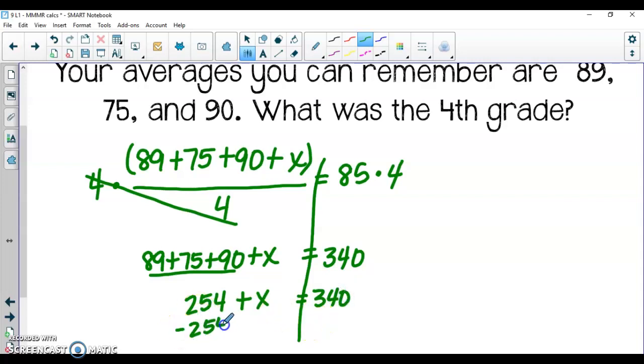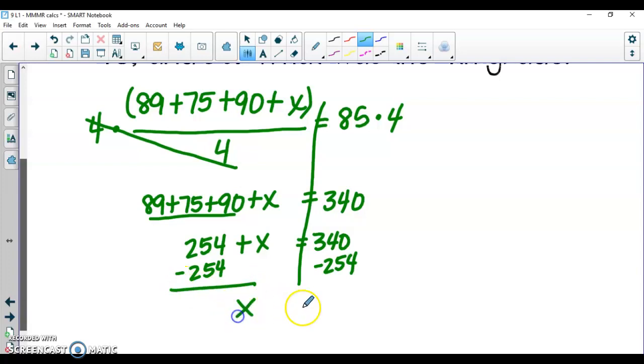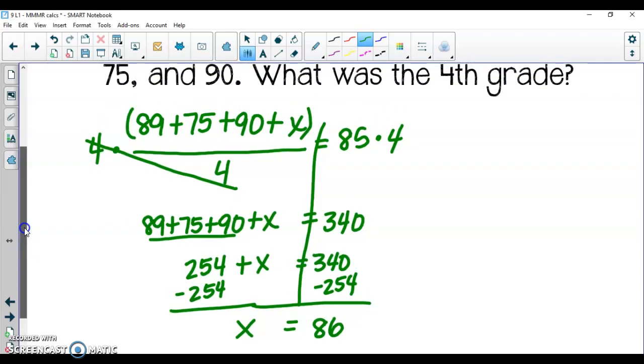Subtract 254 from both sides, and X is going to equal 86. So your 4th grade from the last trimester would have been an 86.